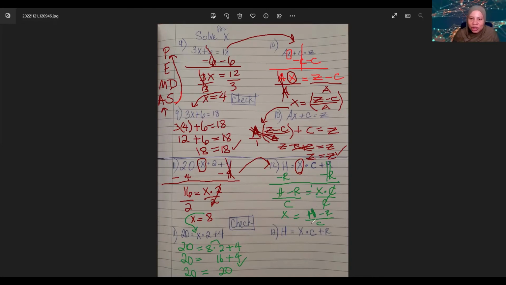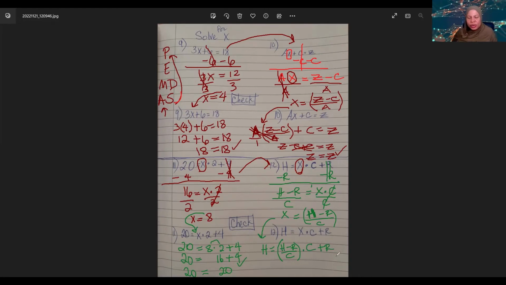Now, we're going to substitute H minus R over C everywhere we see X. I'm going to rewrite this, moving because I need space. Where the X is, I'm going to put H minus R over C, times C plus R.